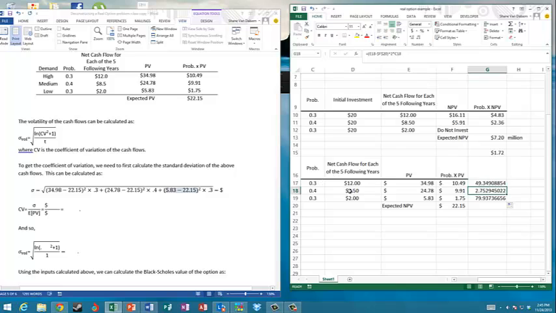E18, so that 24.78 minus the 22.15, squared, multiplied by 0.4, and then again I do the same for the last one. I take the square root of the sum of those numbers, and that gives me my standard deviation of 11.49. So this is the standard deviation, and that would actually be in a dollar amount.